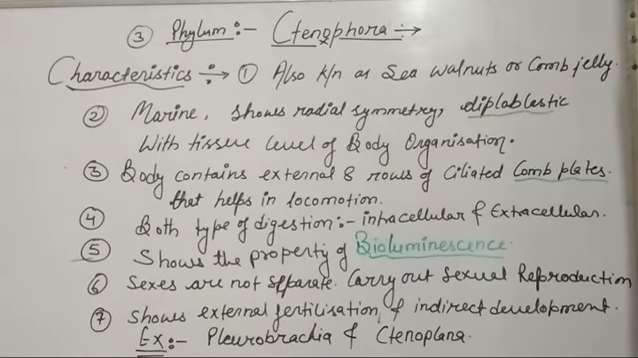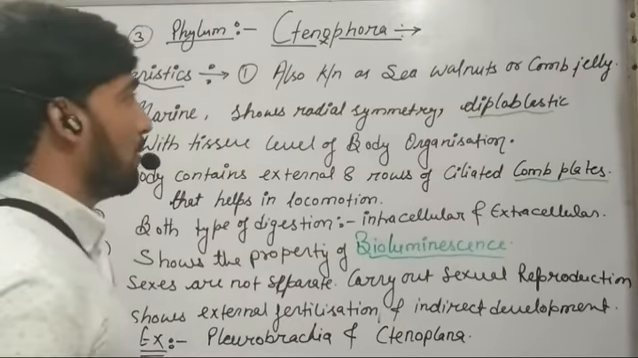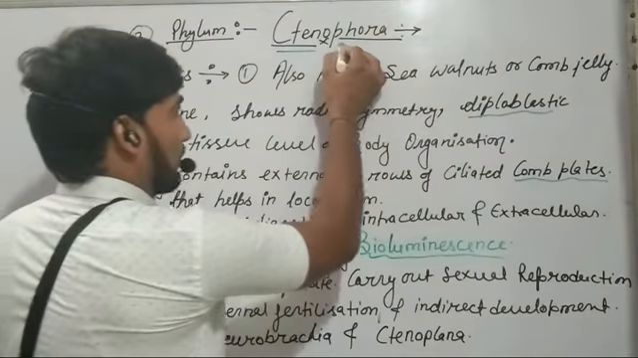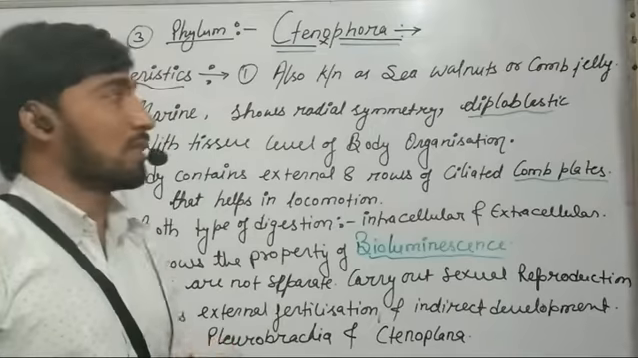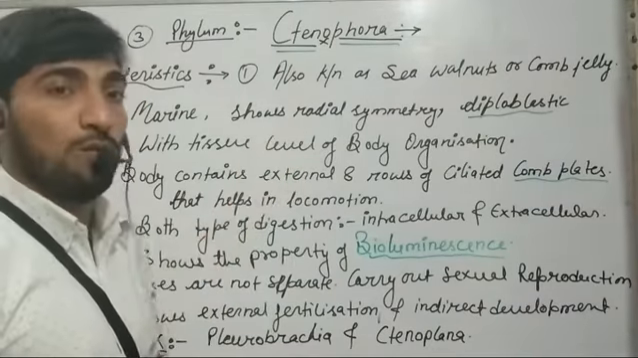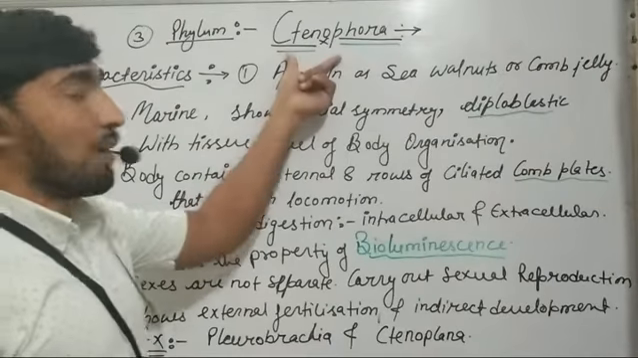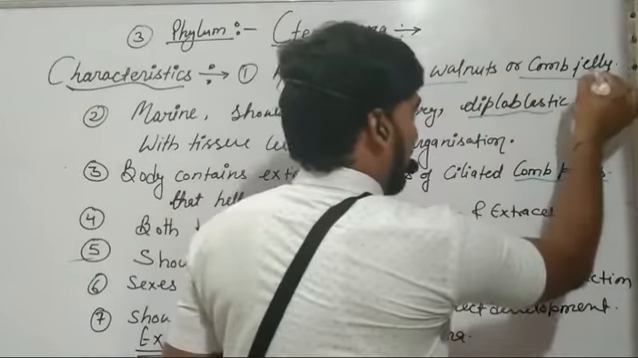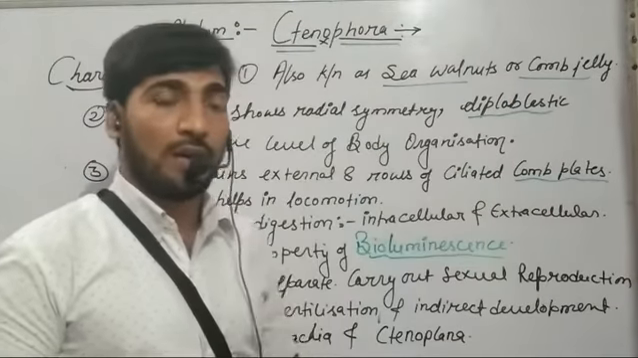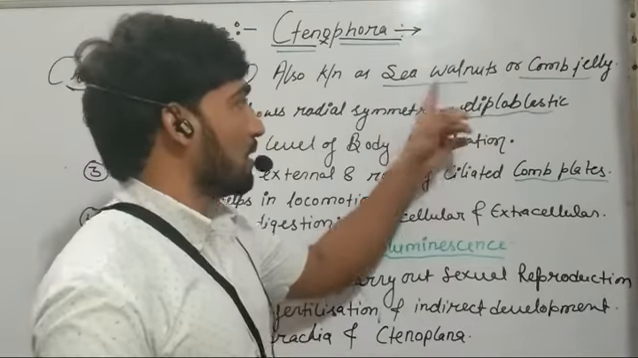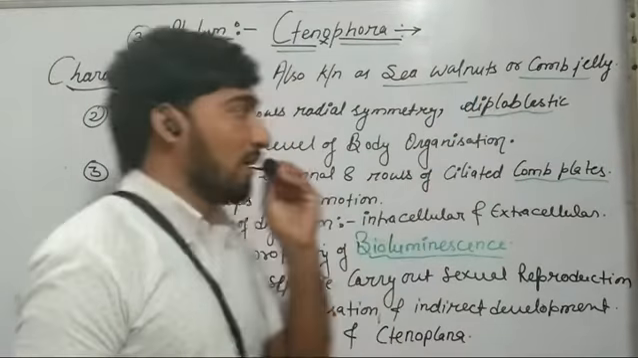Now, the third phylum of the animal kingdom is Ctenophora. So now we will discuss the general characteristics of the third phylum of our animal kingdom, that is Ctenophora. These Ctenophora are also known as sea walnuts or comb jellies, because they have 8 rows of comb plates on their body. That's why they are known as sea walnuts or comb jellies.